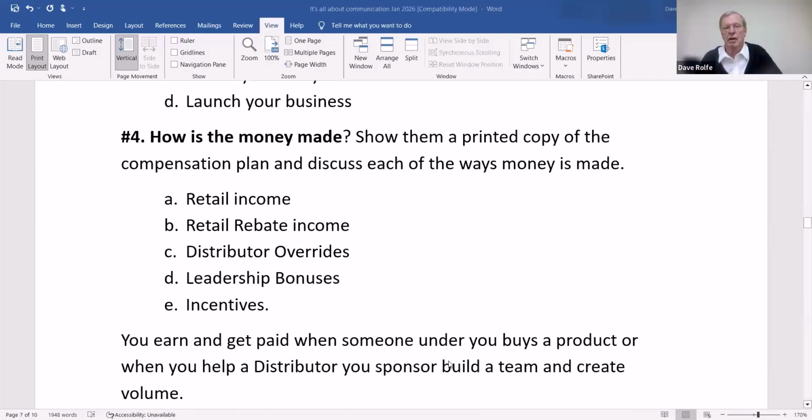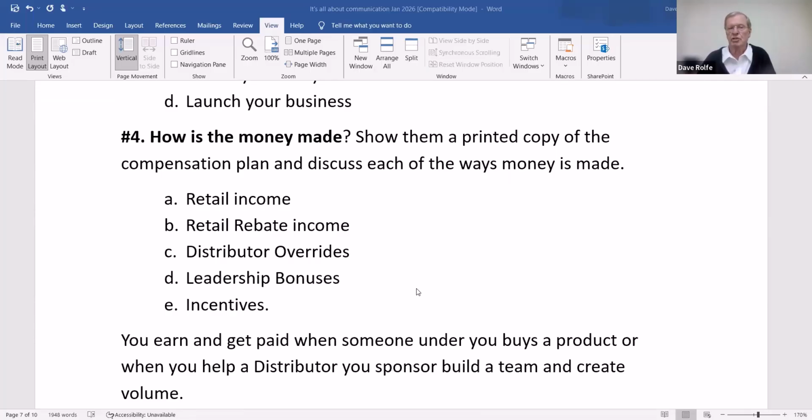Show them the printed copy. Go to the back office and print out a copy of the compensation plan, the written part from qualifying from direct all the way to Royal Diamond, put it on a nice piece of paper so that you can explain it. I would put each one on its own page and put that in your presentation book. So, okay, this is how the money's made: retail income, rebate income, distributor overrides, leadership bonuses, incentives.